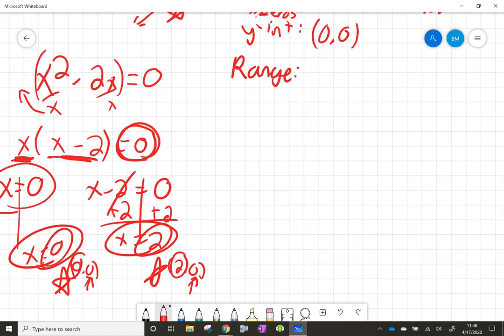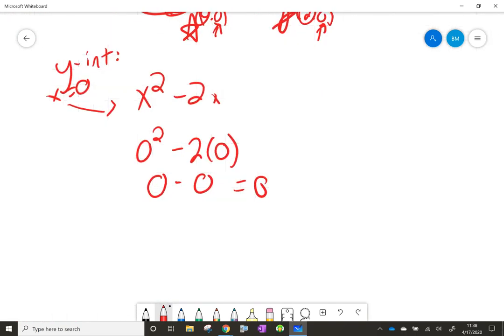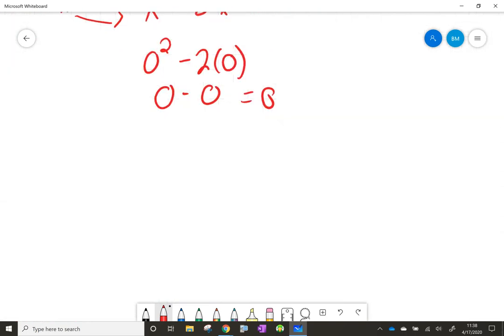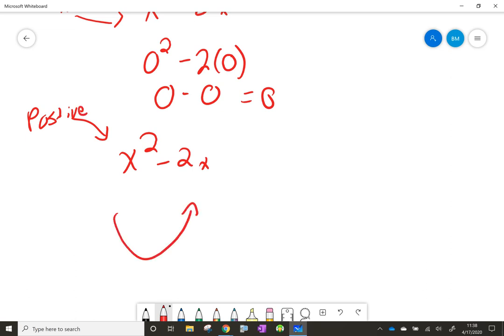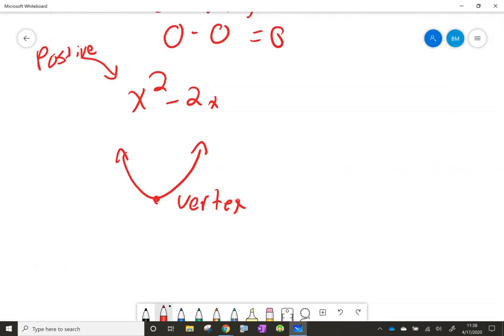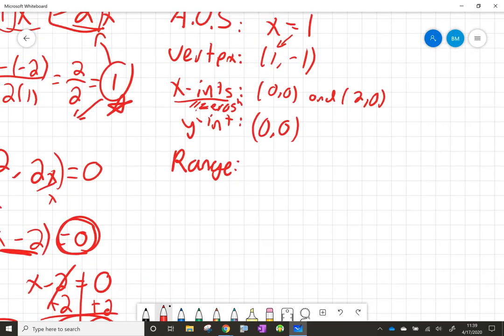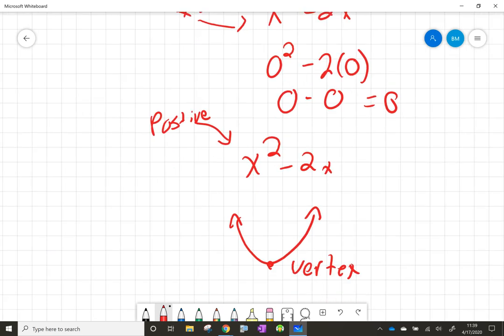And then lastly, the range. Now, we're not going to actually graph this function, but we have to use what we know. Remember, we know that this quadratic function is a positive quadratic because it's a positive x squared, which means that this graph would open upwards like this. So the vertex would be at the bottom of the graph, given the fact that it opens upwards. Remember, we know that the vertex is at (1, -1) from earlier.